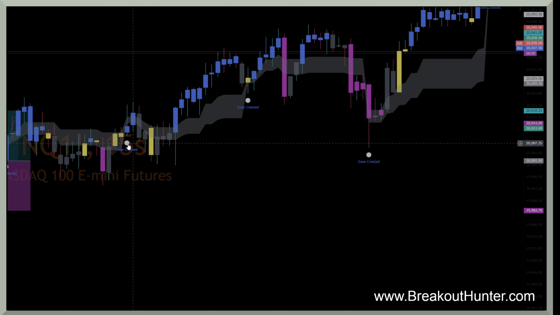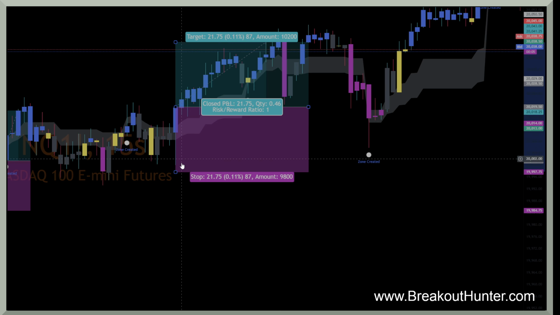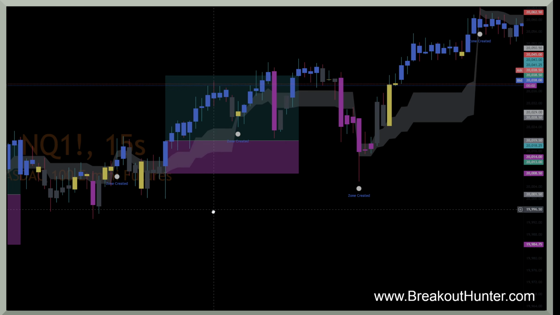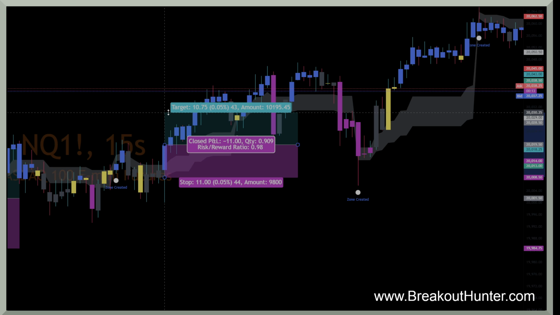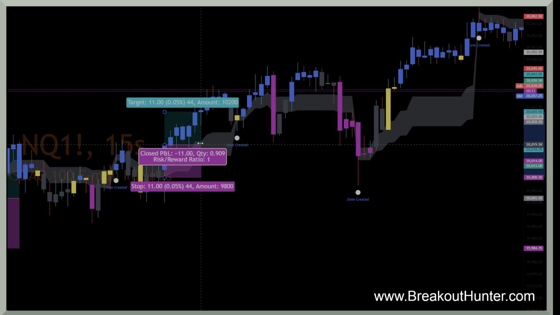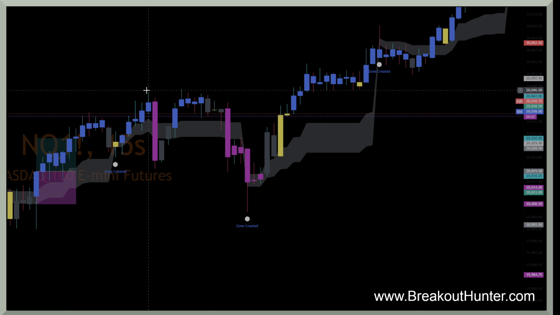And then we get a new zone, which goes up, it crosses under, crosses back up again. And now we're going to use the gray zone as our stop loss. And we have to go to 1-to-1. So there's 44 ticks. All right. And then we get a new zone created. It pushes up. It goes under.